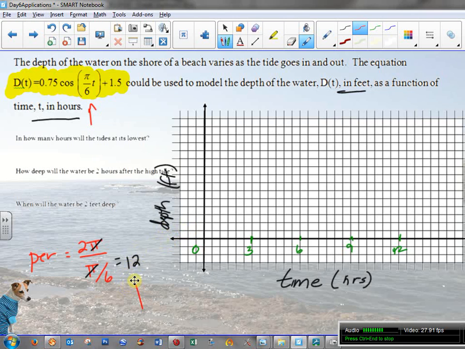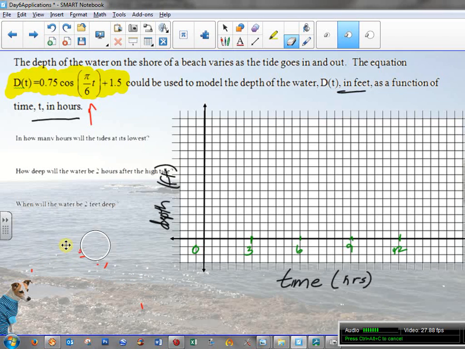Now notice that the pi dropped out. You don't always have to have a pi. That can happen. It's not a problem. We're measuring in hours, and typically we don't measure hours in terms of pi anyway.